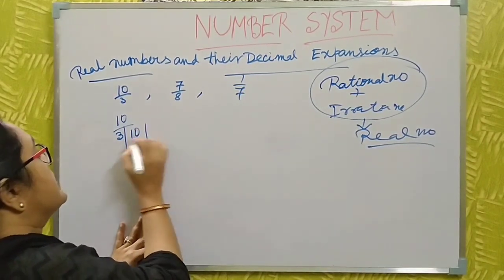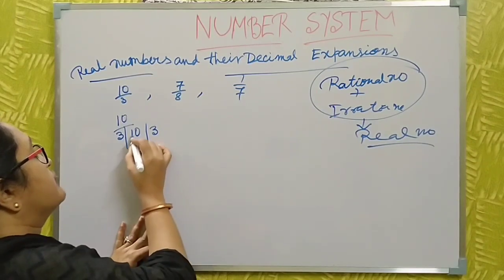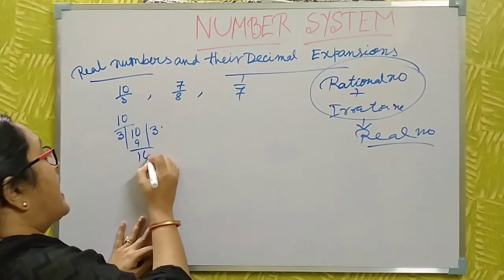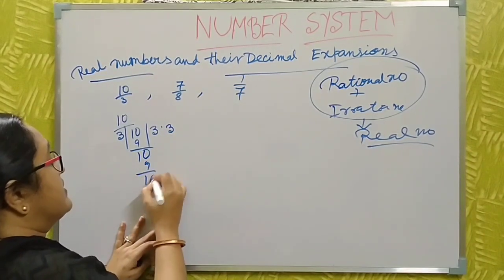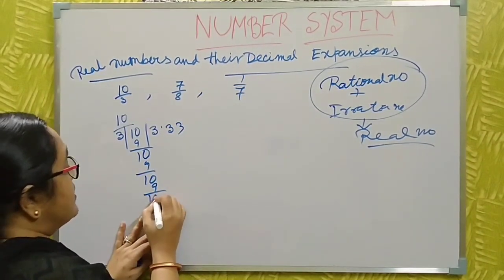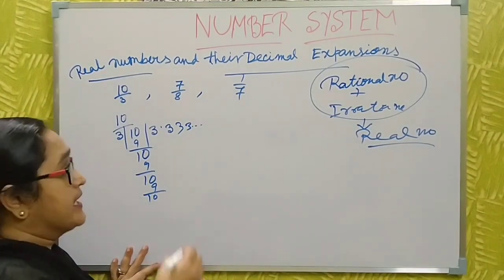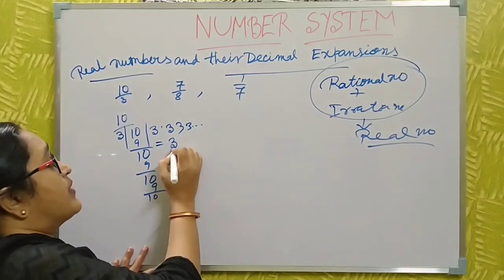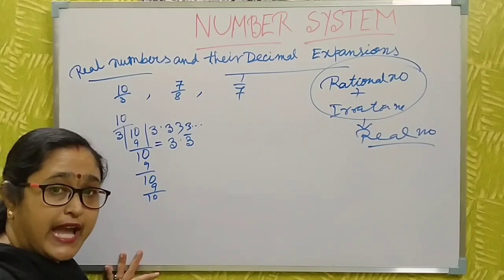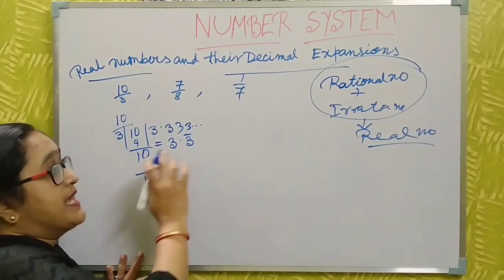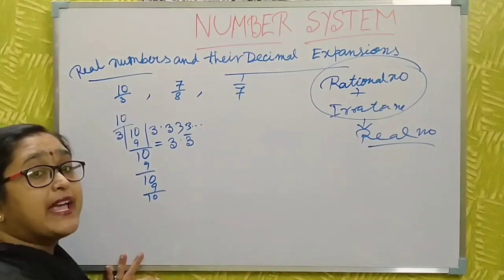What is this? 3 threes are 9, remainder 1. Again you put the decimal here, and 10, then 3 threes are 9, again 3, 9. You just carry on, the 3 repeats. You can write this with a bar also. You can write this in the P by Q form.